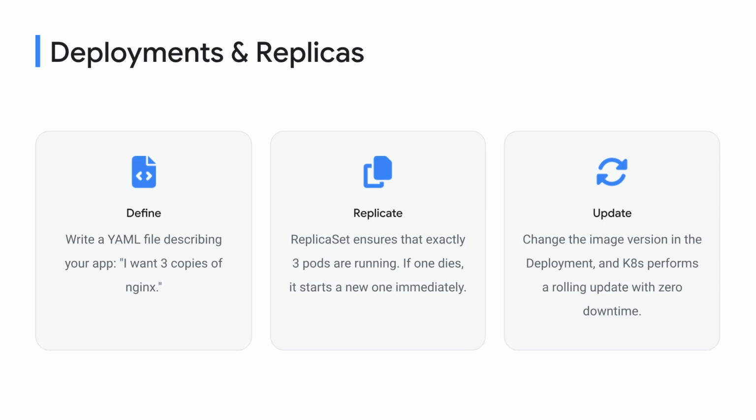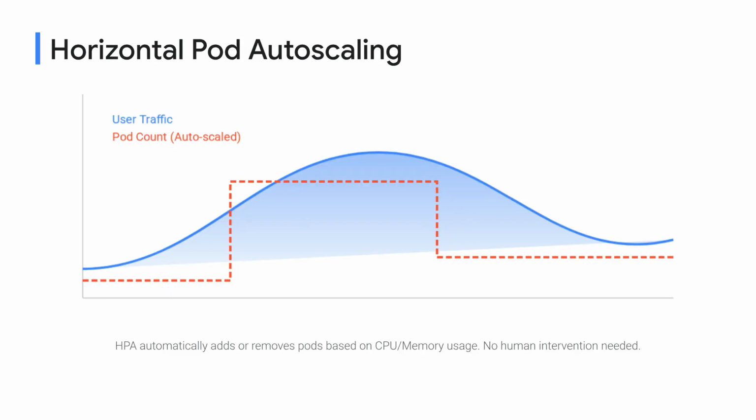Deployments allow you to define your desired state, such as wanting 3 copies of an application. Replica sets ensure that this exact number of pods is always running. Updates are handled via rolling deployment with 0 downtime. Horizontal pod autoscaling automatically adjusts the number of running pods based on CPU or memory usage, scaling your application capacity to match user traffic without manual intervention.